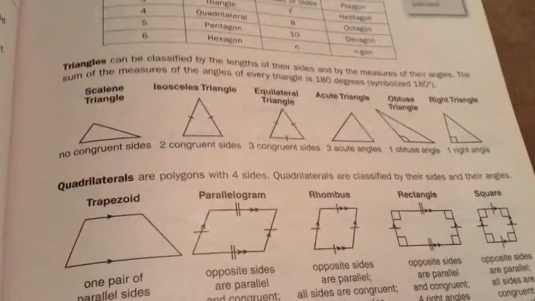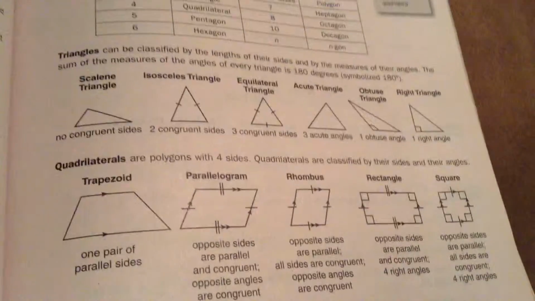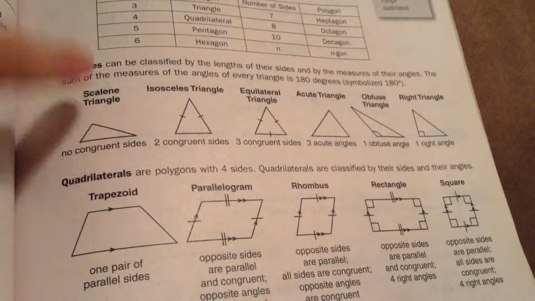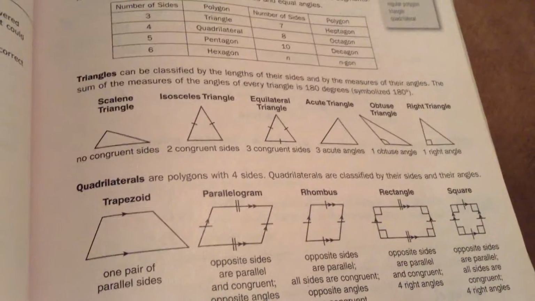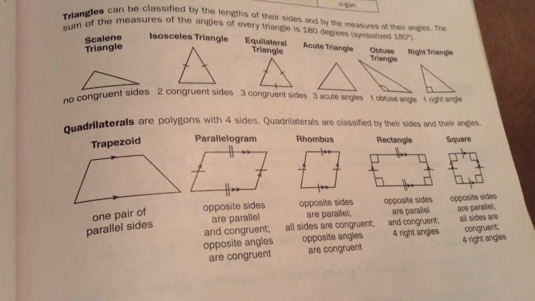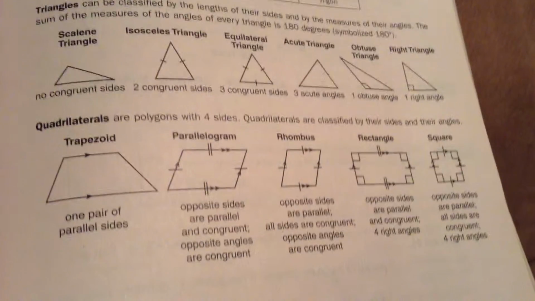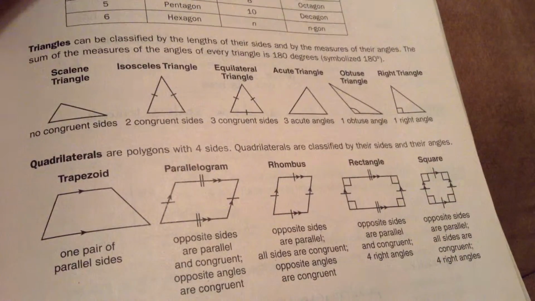And then on the triangles and quadrilaterals, it shows the different triangles, like a scalene triangle, isosceles, equilateral, acute, obtuse, and right triangle. And it also showed trapezoids, parallelogram, rhombus, rectangle, and square. We're going to look at page 172.